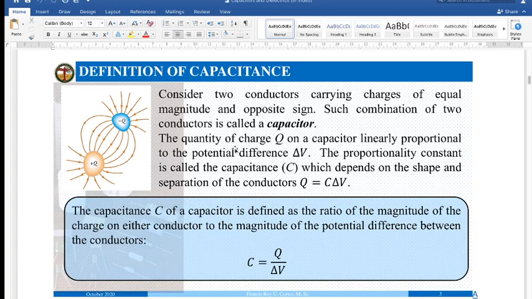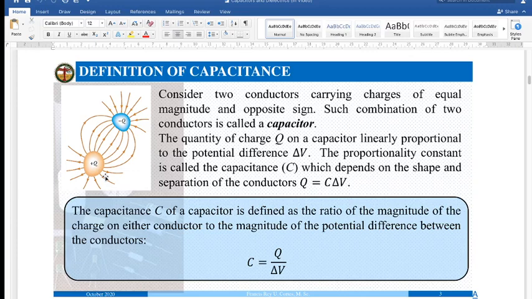So what is really a capacitance? What is its function, what is its property, what is the definition that really makes sense about capacitance? First we have to consider two conductors. So for example, we have two conductors here. Now we know that they carry equal charges, of equal magnitude but of opposite signs. If you have that kind of arrangement of two conductors, that is actually called a capacitor.